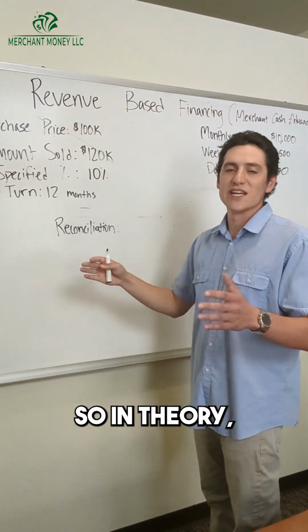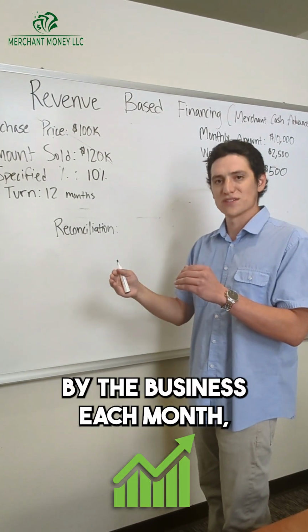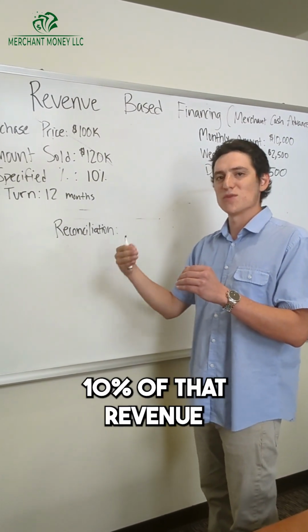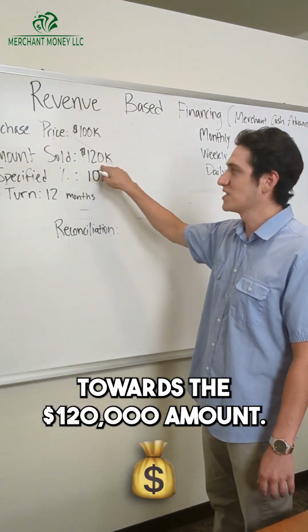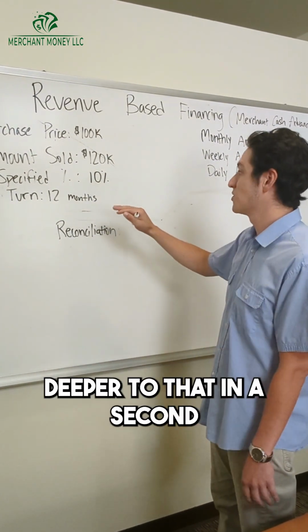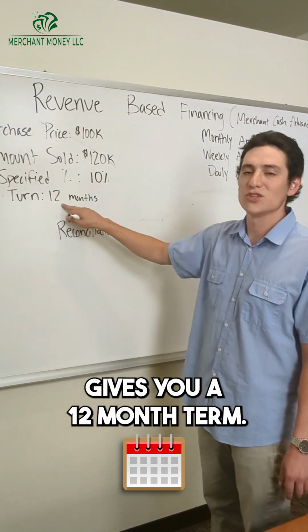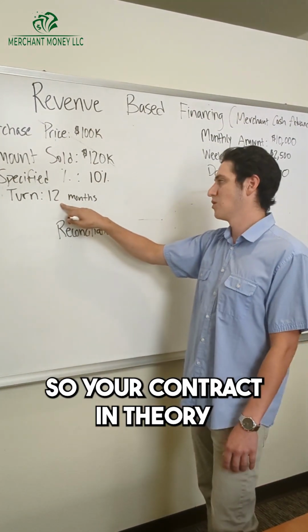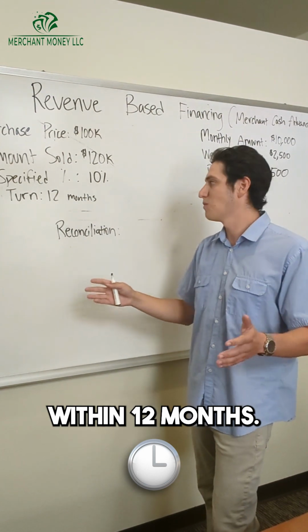So in theory, 10% of your revenue that's generated by the business each month, 10% of that revenue is going to be applied towards the $120,000 amount sold. Okay, we'll get a little bit deeper into that in a second. And then for this example, let's say the lender gives you a 12-month term. So your contract in theory should be completed within 12 months.